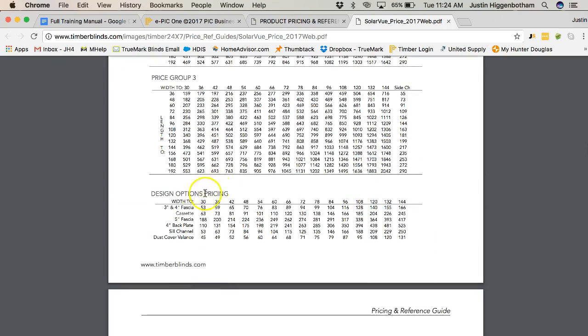And then down below here, it gives us different valances or different cassettes or fascias. What those do is cover the headrail of the product, so they don't see the headrail of the product. Once you start learning a little bit more about the parts and pieces of window treatments, you'll understand that a little bit better. But there is an additional charge. So these are the suggested retails again. To get our cost, we would just do the same thing as we did up here.